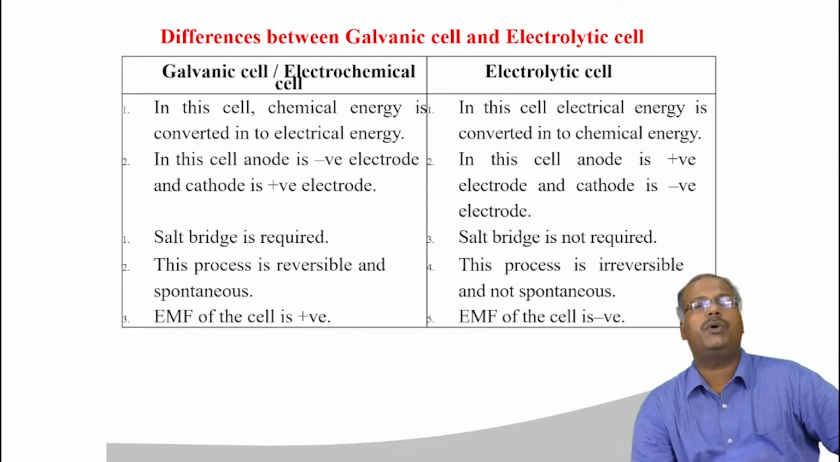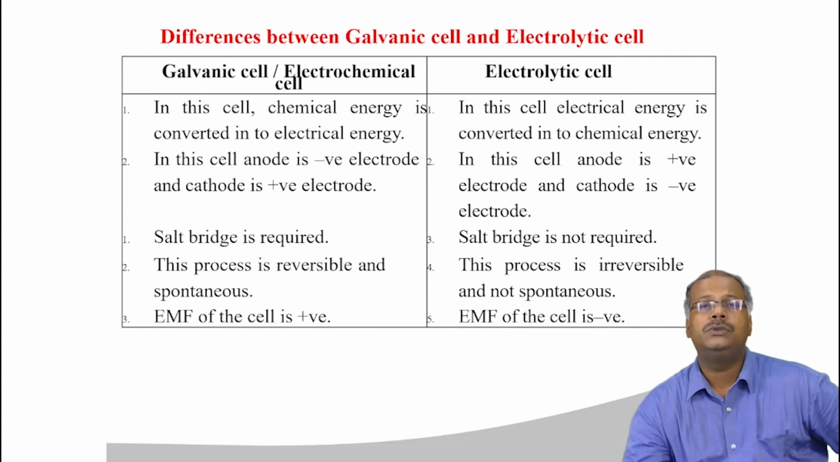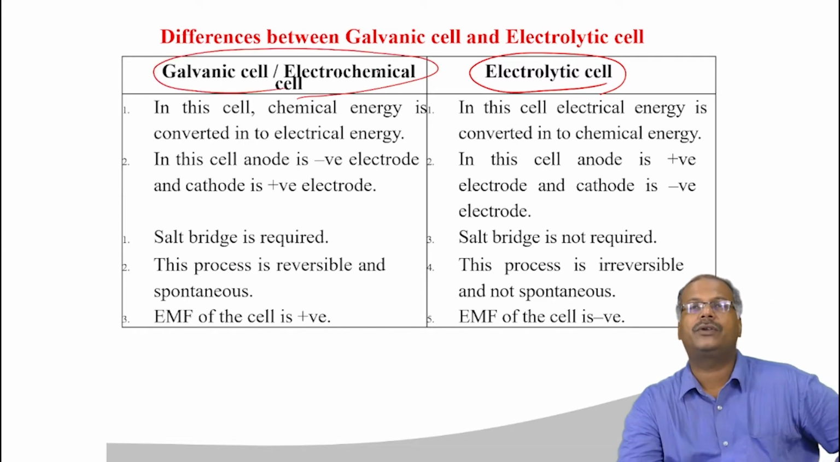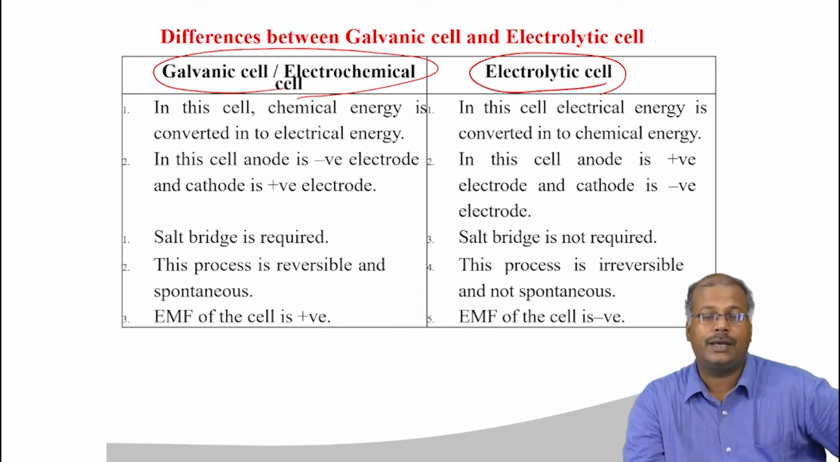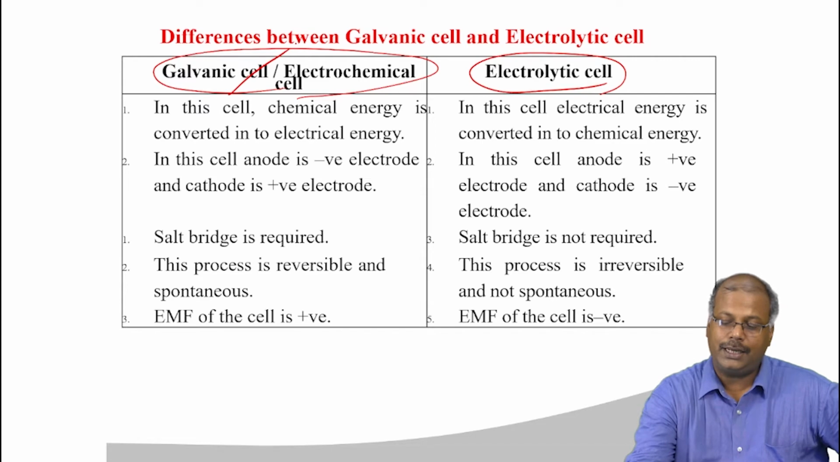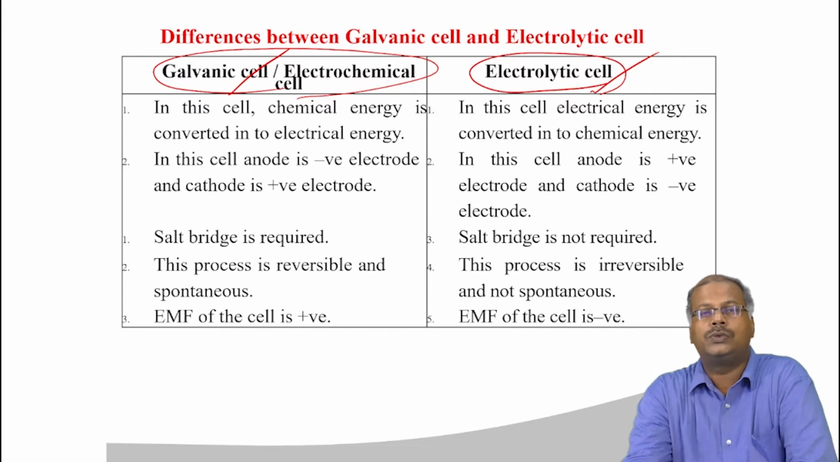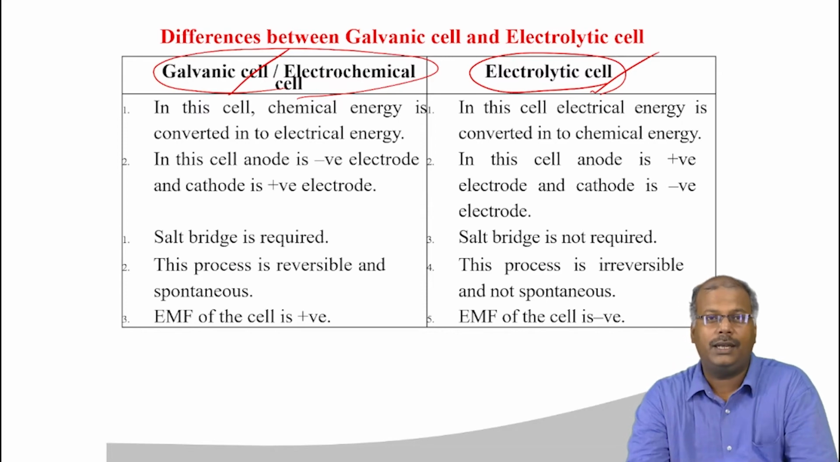We have studied some important points in the electrochemical cell. There is another type of cell which we need to just introduce, nothing more. We are not going to concentrate more on this type of cell. We are studying more on the galvanic or electrochemical cell, but still we should know the difference between these two basic types: the galvanic cell and the electrolytic cell. What is the basic difference? A galvanic cell converts chemical energy to electrical energy, whereas an electrolytic cell converts electrical energy to chemical energy.